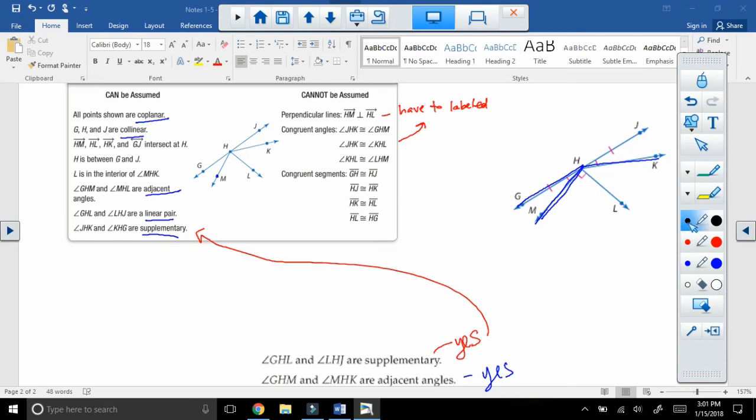I guess maybe I'll throw in one more, because you didn't have any that you cannot assume. Looking at this picture, could I assume that HM is congruent to segment HL? They look like maybe those are the same length, but the answer to that would be no. You can't assume congruent segments unless, of course, they're marked. So I hope this helps. We have a lot of stuff from this section to go over, and we'll be working on this in class.